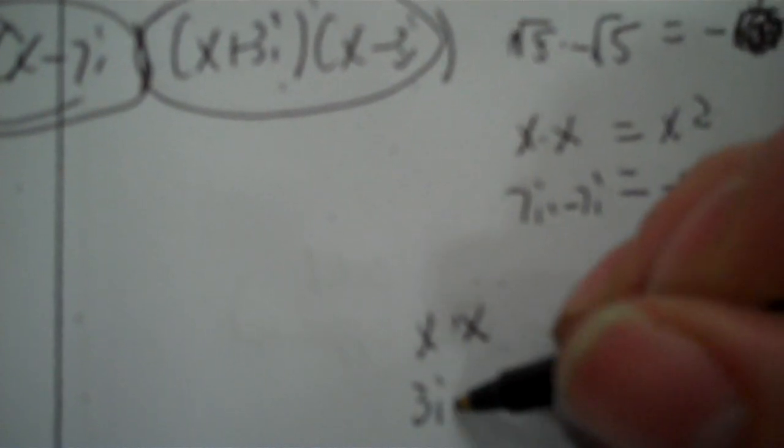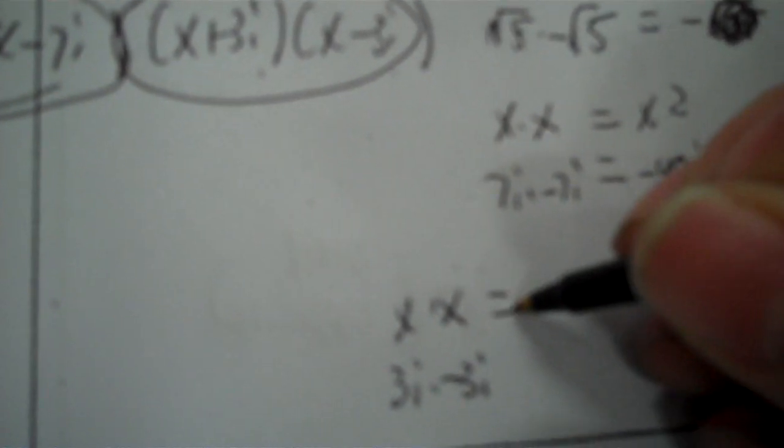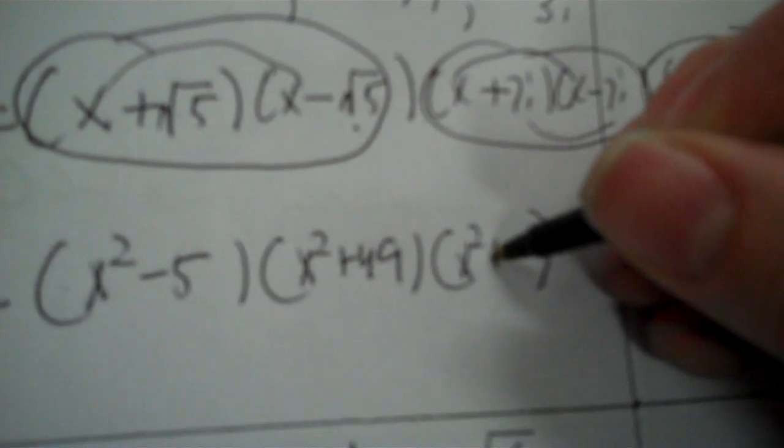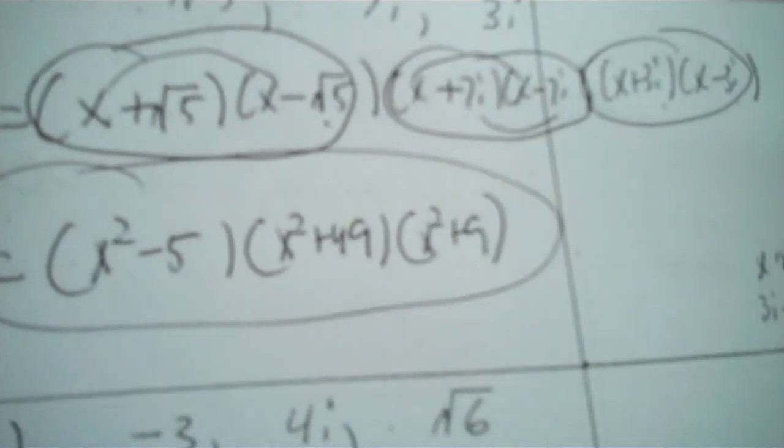And then here, x times x, and then 3i times negative 3i. So x to the 2nd, and then negative 9i to the 2nd. But remember, negative 9 needs to be multiplied by negative 1 now, so that equals 9. It's positive 9, so it's x squared plus 9. There's your function.